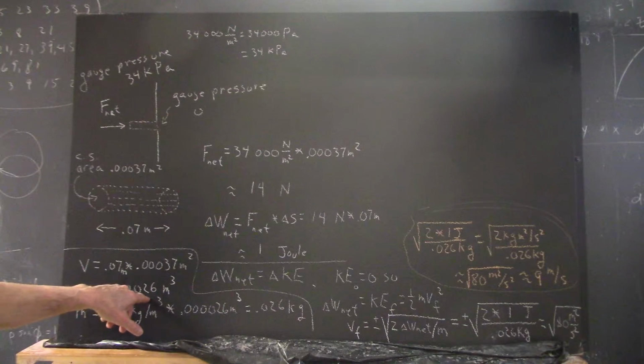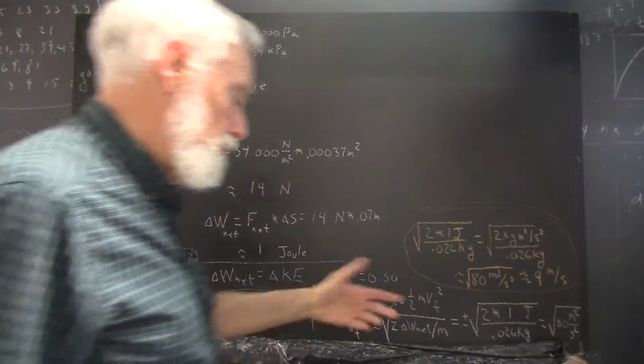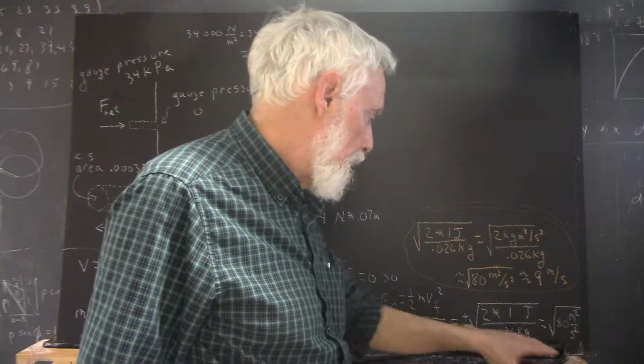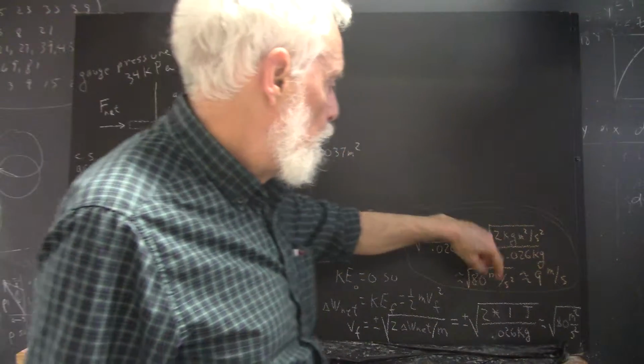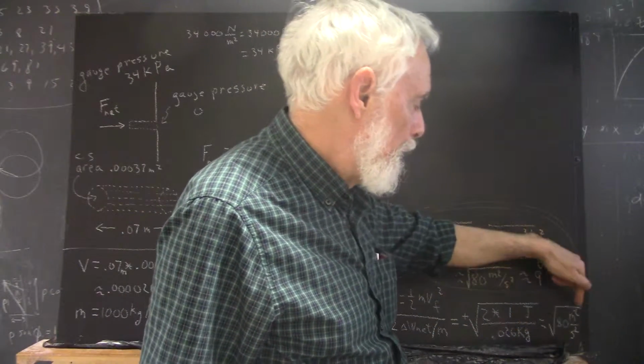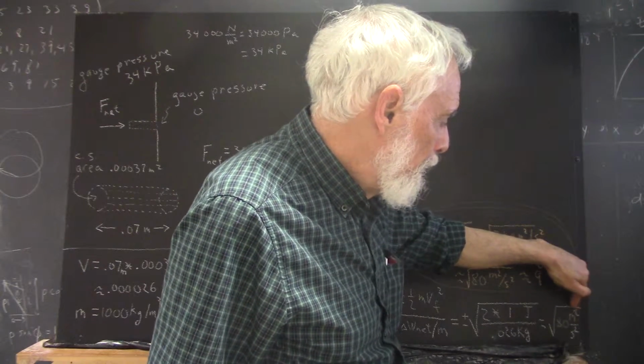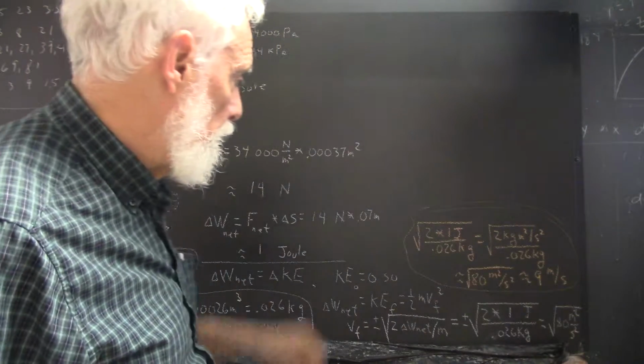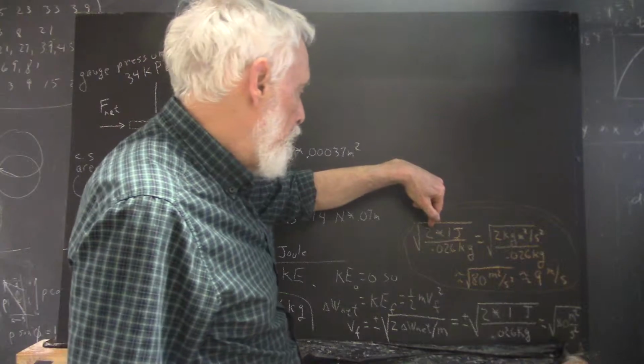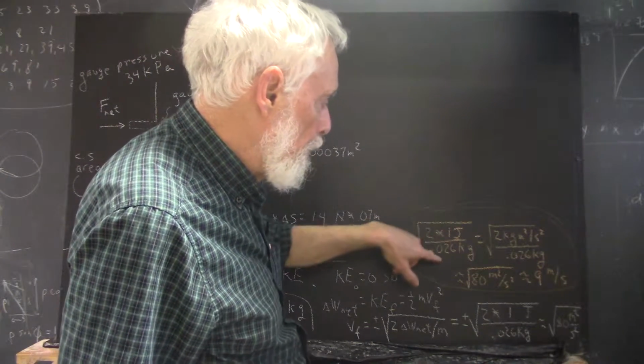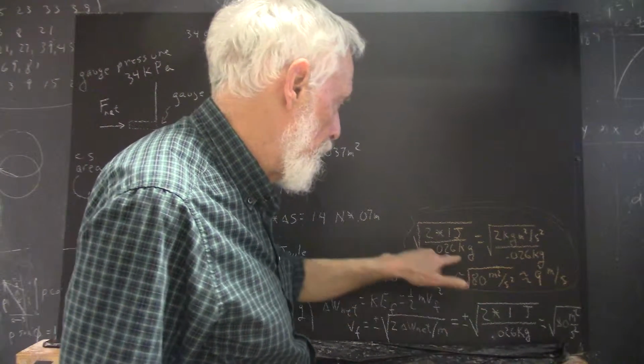The 0.00026 cubic meters was correct. Actually, I think that's fairly close. When we divide this, instead of getting 8,000, we get 800. It's meters squared per second squared. In the details of that, we have the square root of 2 times 1 joule over 0.026 kilograms. Same thing we have here.